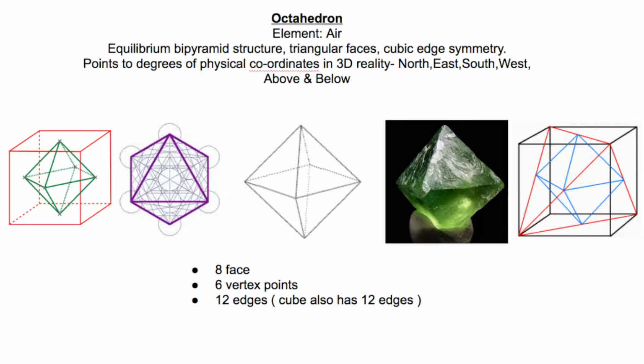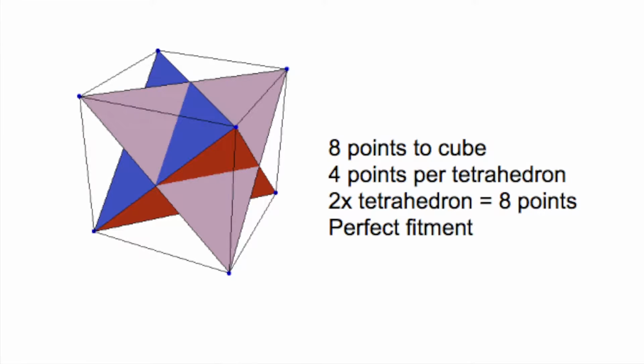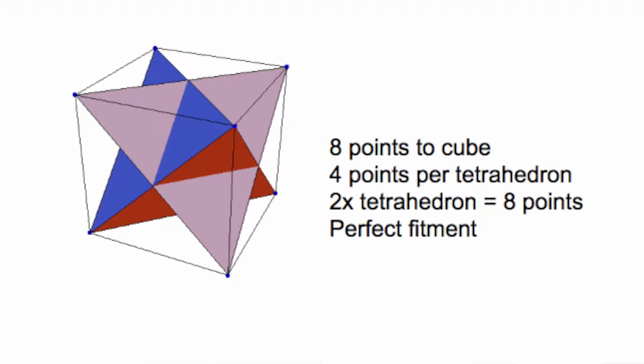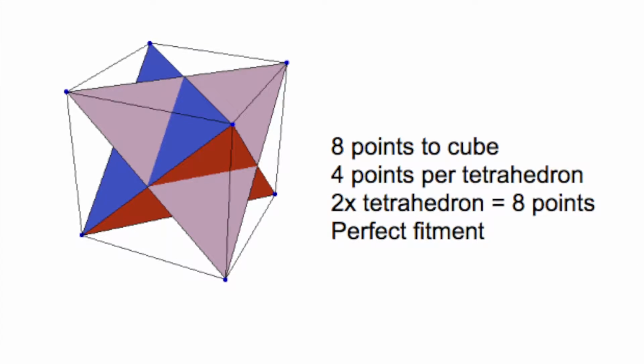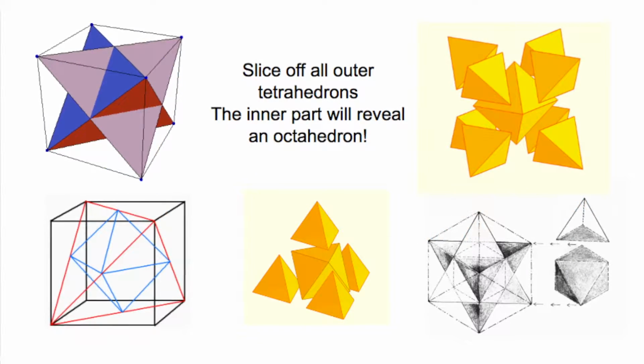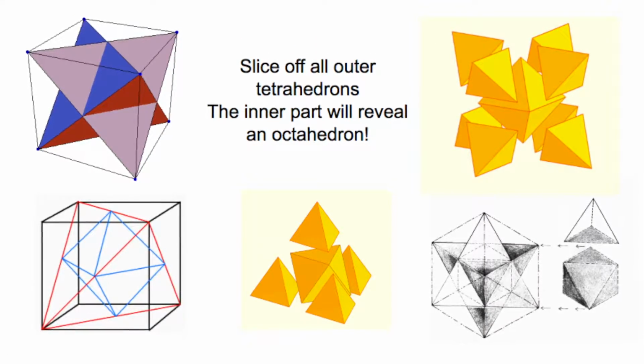This shape has triangular faces meeting into points of pyramids. It has 8 faces, 6 vertex points, and 12 edges, while the cube consists of 6 faces, 8 vertex points, and 12 edges. By grouping together 2 tetrahedrons, you can link the points together and find the cube. By slicing off the portions of the tetrahedron points, you can find the octahedron.